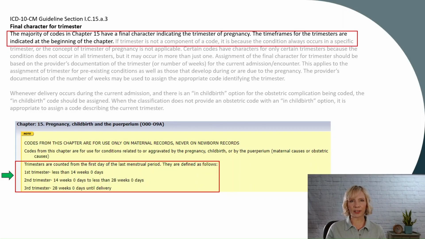When coding obstetric cases, most codes from Chapter 15, Pregnancy, Childbirth, and the Puerperium, include a final character that identifies the specific trimester of pregnancy. The time frames for each trimester are provided at the beginning of the chapter. The first trimester is defined as less than 14 weeks and 0 days. The second trimester is defined as 14 weeks and 0 days to less than 28 weeks and 0 days. And the third trimester is defined as 28 weeks and 0 days up until delivery.